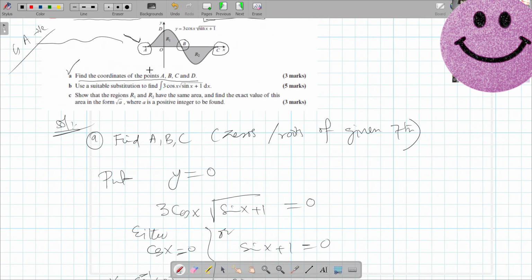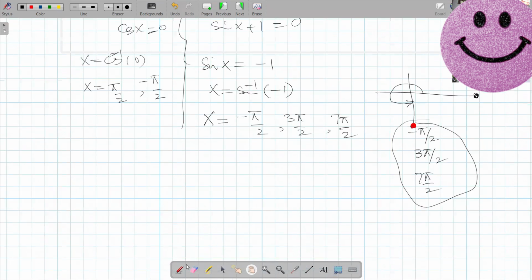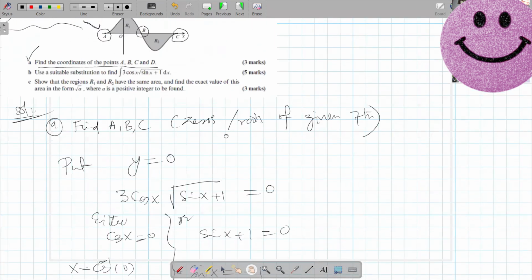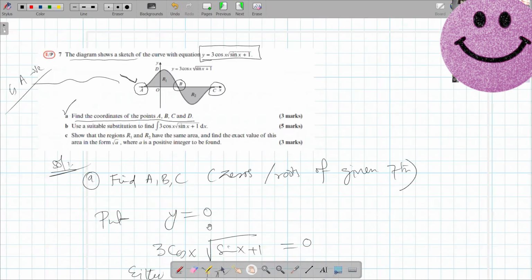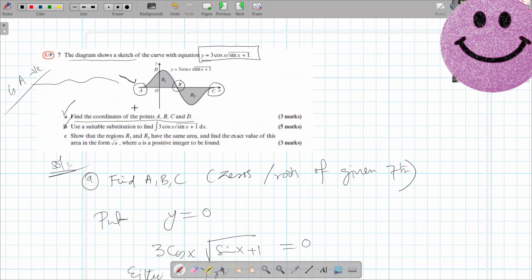A should be negative, so A is negative pi by 2. And you see that the distance between these three points A, B, and C is almost the same. So we have found that A is negative pi by 2, B is pi by 2, and C is 3 pi by 2. These are the three required points. Now part B.